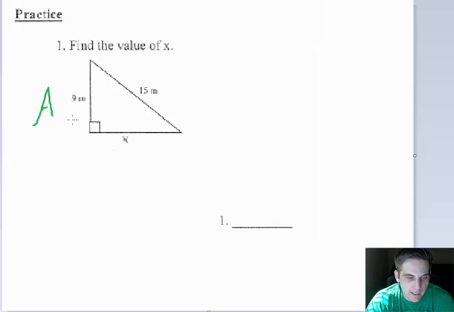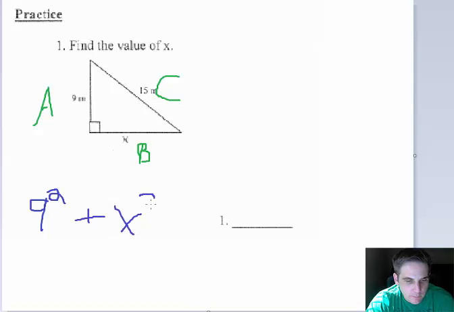Label this A, and you've got your B and your C. And you're still going to, again, just keep going through the motions. So a squared plus b squared equals c squared. So you've got 9 squared plus x squared equals 15 squared. And then you could keep solving it like normal.